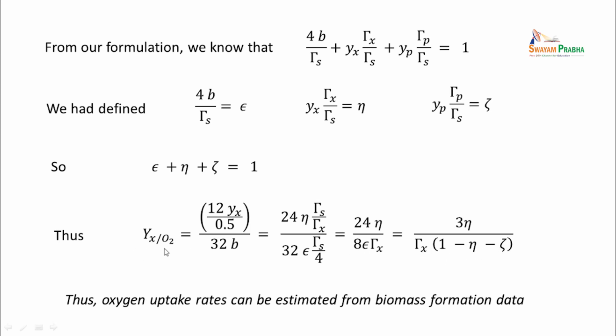So finally, we have gotten the yield coefficient of cells with respect to oxygen as 3 eta divided by gamma X times 1 minus eta minus xi. So in terms of all the generalized parameters for which we have some thumb rule numbers. Therefore, oxygen uptake rates can be estimated from biomass formation data. We already know gamma X, eta and xi. You can look into the literature to find some estimates, and those estimates can be used.